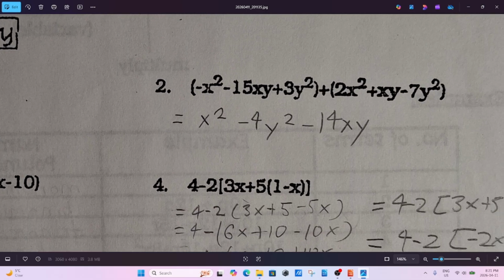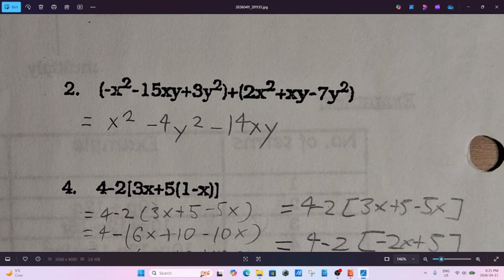That was question 1. Question 2, -x squared minus 15xy plus 3y squared plus 2x squared plus xy minus 7y squared. So you look at the x squared first. So -x squared and the plus 2x squared, you add them together, you get x squared. And then the -15xy plus xy, you get the -14xy. And then you do the 3y squared minus 7y squared gives you -4y squared.